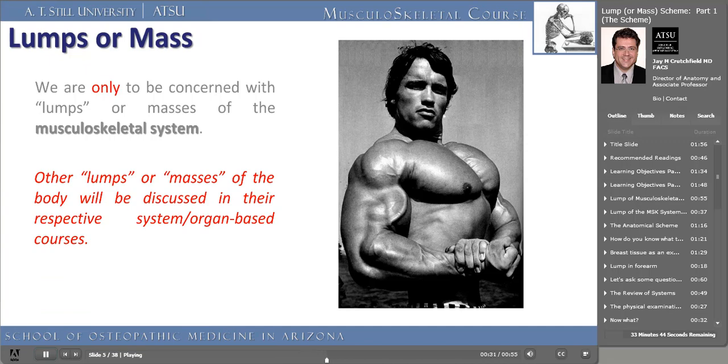For example, melanoma will be discussed in your dermatology course. HIV-related masses of the skin, such as Kaposi's sarcoma, which is not a true mesenchyme-related sarcoma, will be discussed as part of infectious disease studies. Or primary tumors of the lymphatic or immune system, such as lymphoma or leukemia, will be discussed in your hematology course next year.